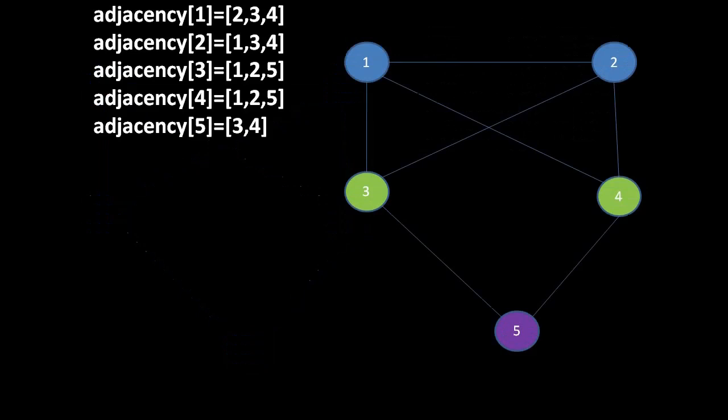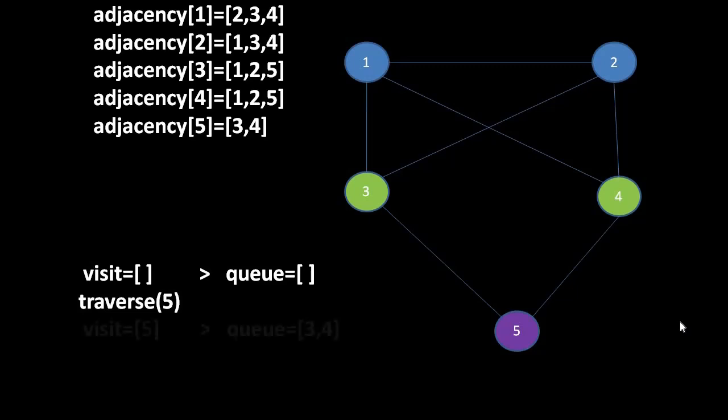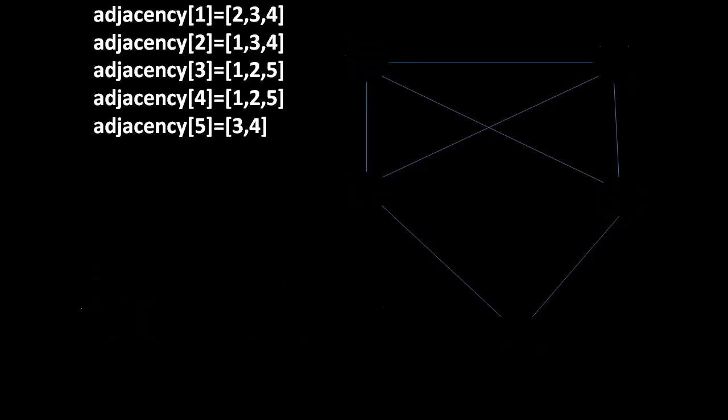If we have to traverse a graph from vertex 5, then initially visit and queue will be empty and we will traverse 5. We push the vertex 5 into visit and push 3 and 4, which are connected to 5, into the queue. Then we will take the first element of the queue, that is 3, and we will traverse the graph again.